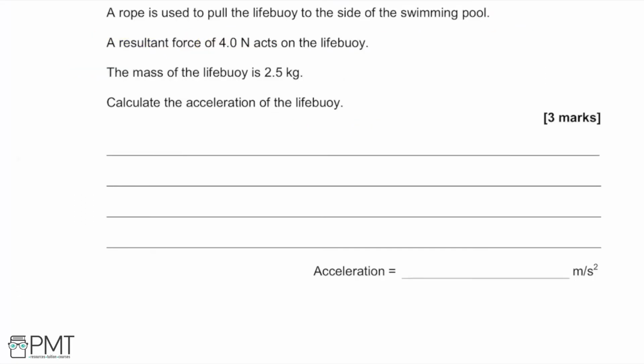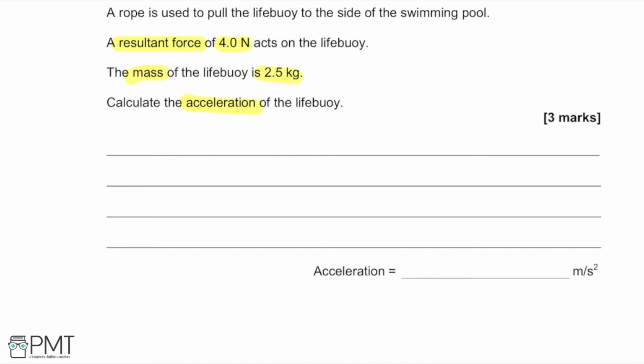So now we're told that a rope is used to pull the lifebuoy to the side of the swimming pool. A resultant force of 4 newtons acts on the lifebuoy. The mass of the lifebuoy is 2.5 kilograms, and we're asked to calculate the acceleration of the lifebuoy. So here I'm noticing that yet again we're going to be working with the resultant force, the mass, and the acceleration of the lifebuoy. So this is bringing us back to the formula that we just used, we just wrote down in the previous question.